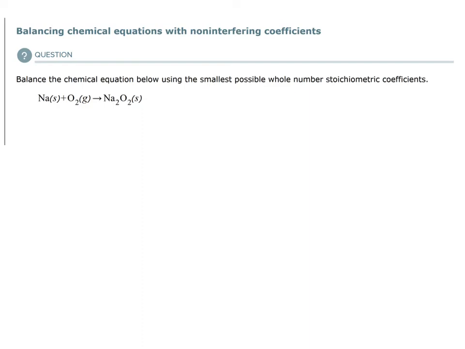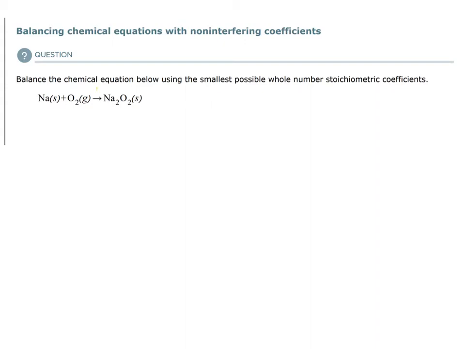Here's our second example of balancing chemical equations. And here's the chemical equation that we have. Sodium is reacting with oxygen to produce sodium peroxide, Na2O2. And so we want to balance this to show that this reaction follows an important fundamental law of chemistry, the law of conservation of mass or matter.